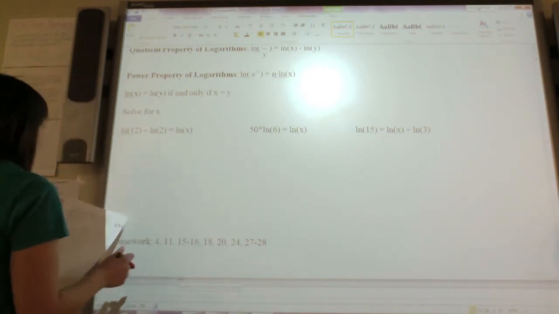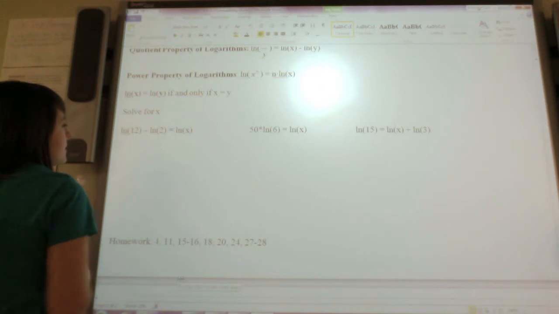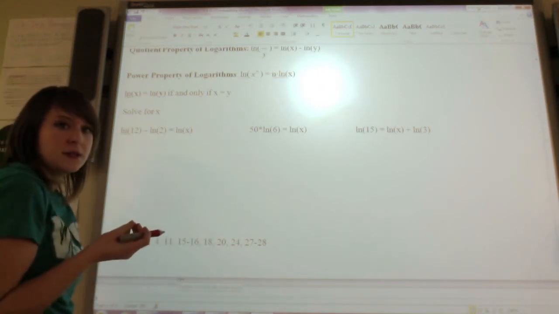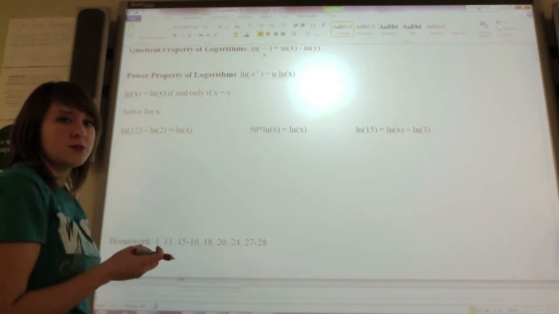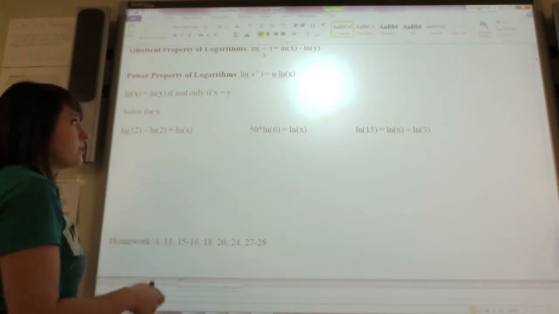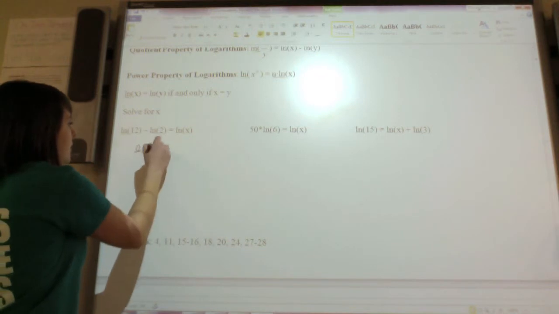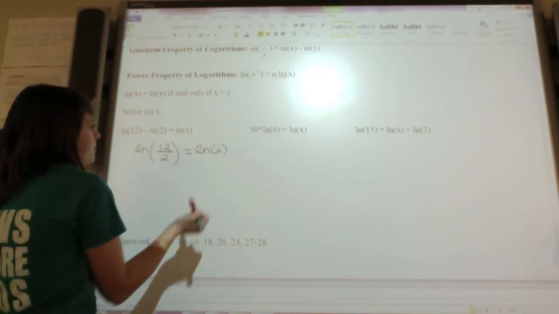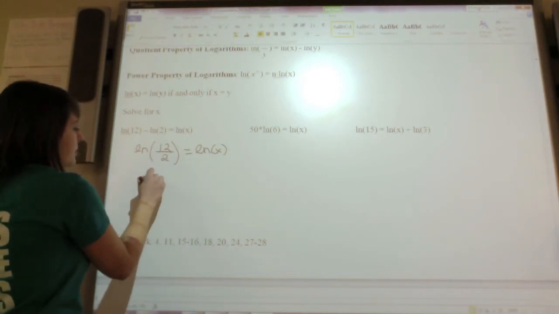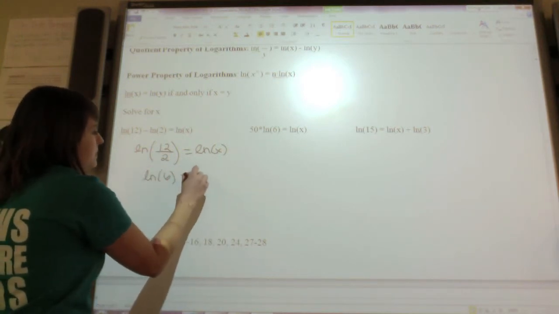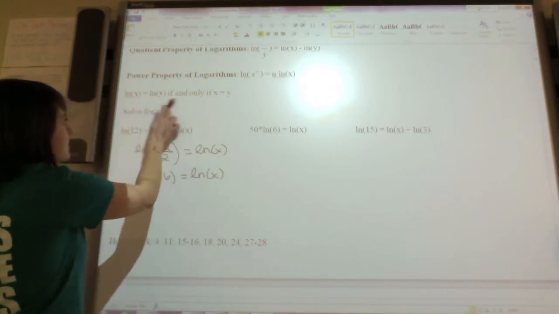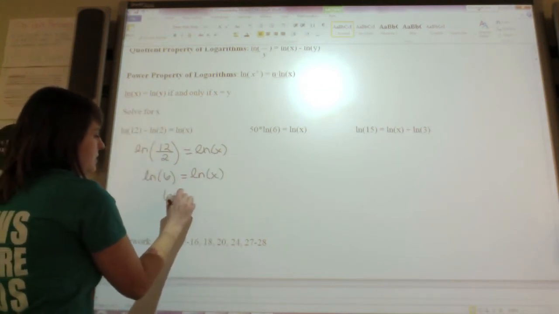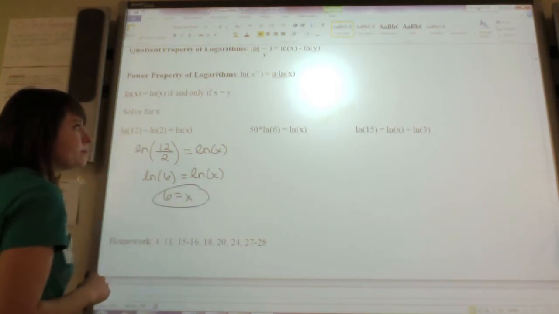The first equation I have is the natural log of 12 minus the natural log of 2 equals the natural log of x. Well, if I want to combine that into a single logarithm, I know that they're being subtracted right now, so I can use my quotient property, and that'll become the natural log of 12 divided by 2 equals the natural log of x. So this simplifies to the natural log of 6 equals the natural log of x. And then using this property here, I know that I can get rid of those natural logarithms, and I can just say that 6 equals x.